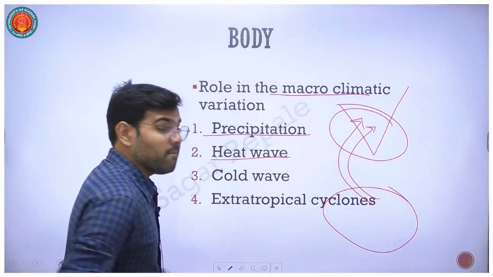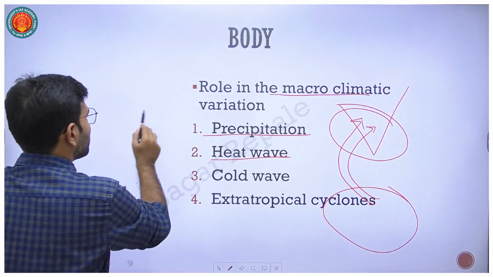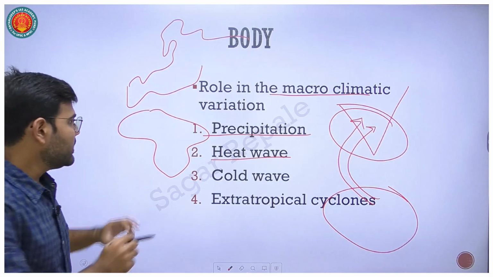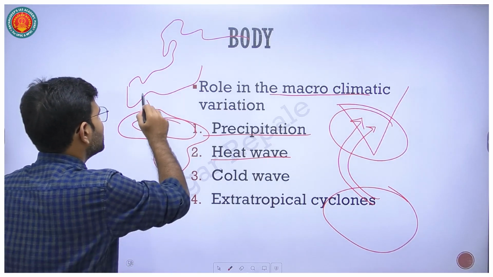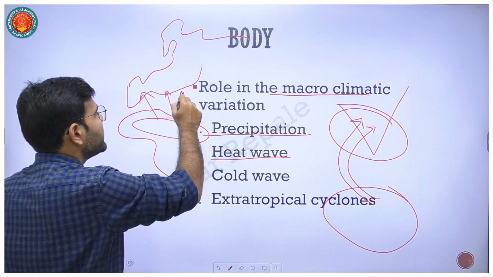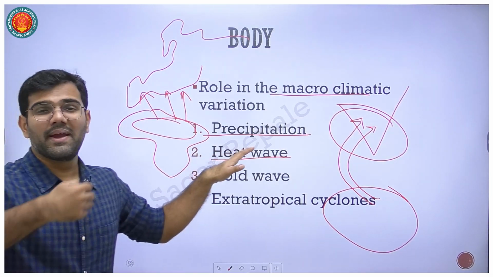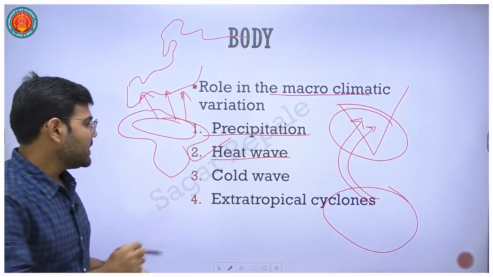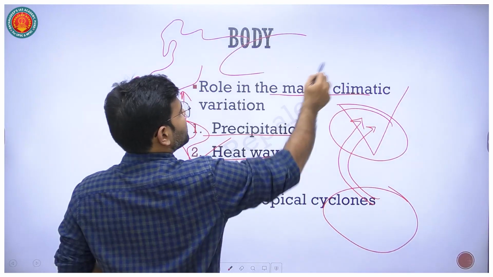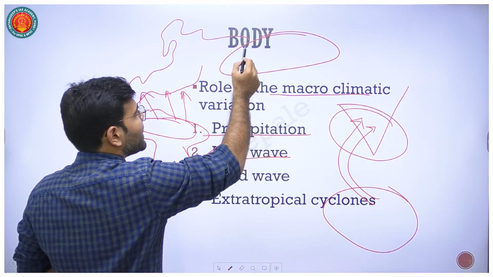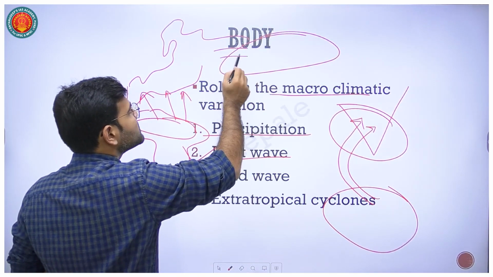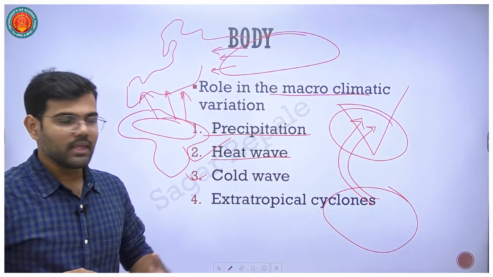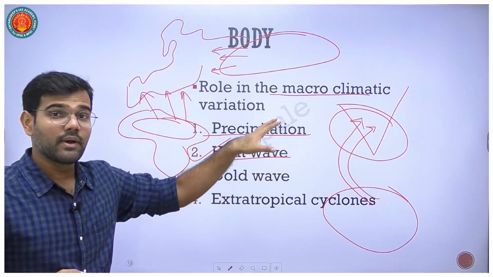Second is what? Heat wave. Suppose, just imagine, you can draw the diagram also. So this is what? Africa. This is what? Europe. When the hot air mass over Sahara Desert moves towards Europe, so entire Europe can face the heat wave consequences. On the other hand, when the cold air mass on the Siberia moves westward, it will have cold wave effect on the entire continent of Europe. So that you can write.